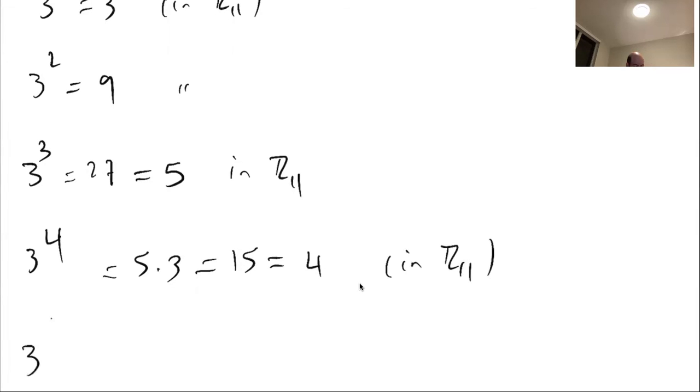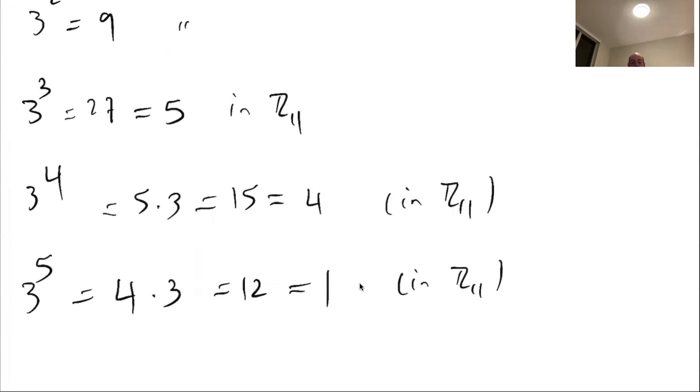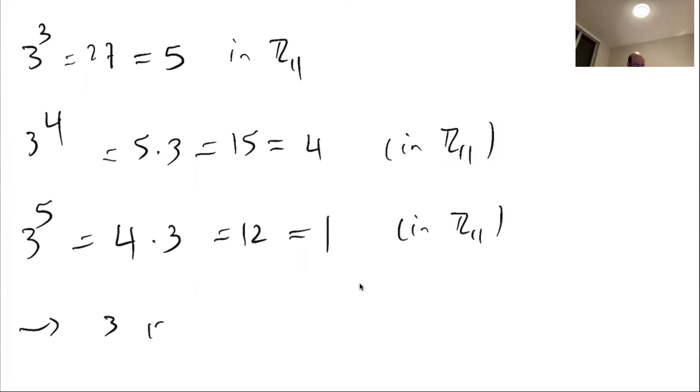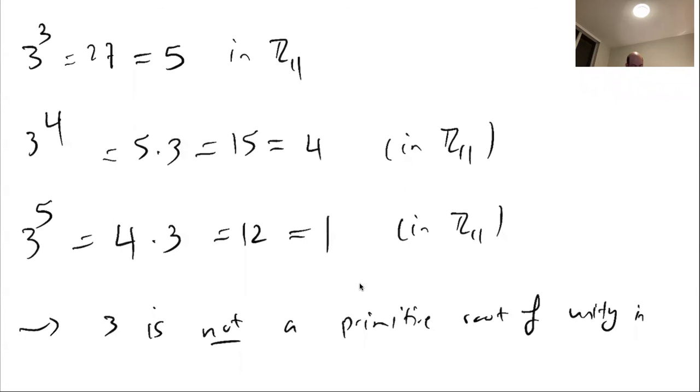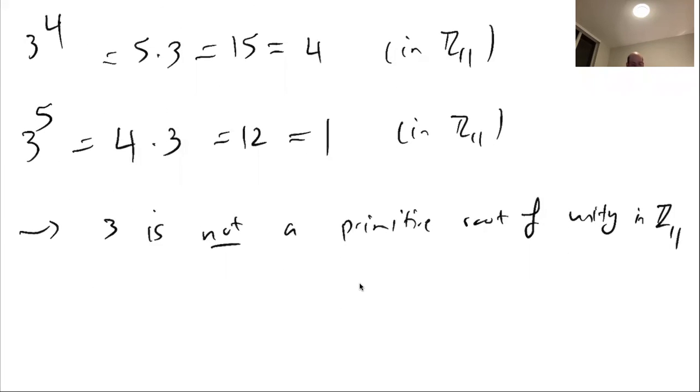3 to the power 5. 3 to the power 4 is 4. So 4 times 3, which is 12. 12 is the same as 1 in Z_11. So 3 to the power 5 is 1. So that means 3 is not a primitive root of unity in Z_11. Because if it was, then 10 would have to be the smallest power such that 3 to that power gives you 1. The 5 is less than p minus 1, which is 10.